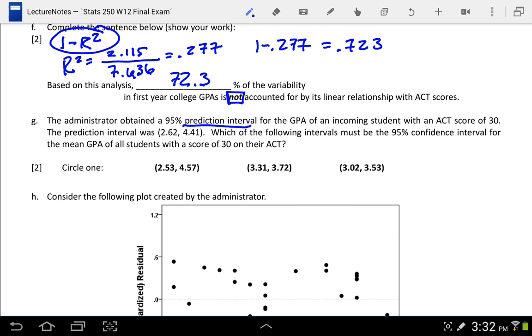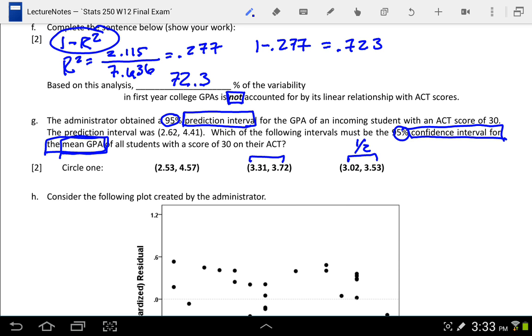Great, letter G says the administrator obtained a 95% prediction interval for GPA of an incoming student with an ACT score of 30. The prediction interval was 2.62 to 4.41. Which of the following intervals must be the 95% confidence interval for the mean GPA of all students with a score of 30 on their ACT? So we have two intervals, both 95% intervals. One, however, is a prediction interval, and the other is a confidence interval for a mean. One thing we know about the relationship between those two is that a prediction interval is going to be wider than a confidence interval for the mean GPA. So what we want to look for is the interval that has a smaller margin of error than the prediction interval. If you calculate the margin of errors for each of these, which is half the width of the interval, this interval here has a margin of error that's smaller. So that's going to be our choice.